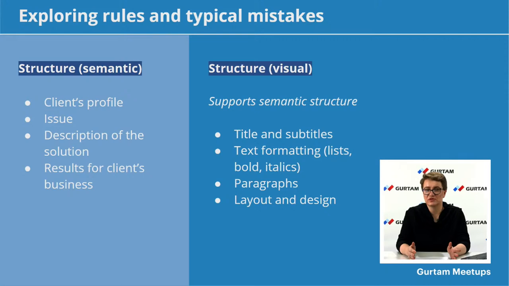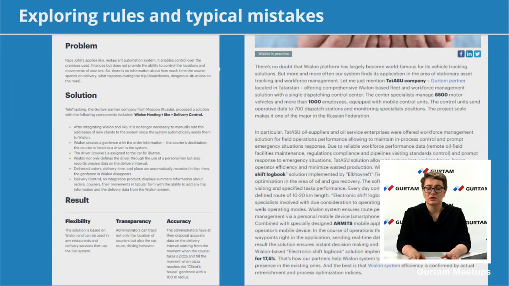And how to support this structure visually. Now, it's actually very simple. You use titles and subtitles, you use text formatting, you break your text down in paragraphs, and you use layout and design. And here's an example. On the left, you can see a screenshot of a use case from our use cases library, and on the right, you can see a very old article from a Gurtam blog. I believe this is 2013 or 2015, something like that. Looking at these two screenshots, I guess it's pretty clear why we should use visual support of the structure, because it's easier to read.